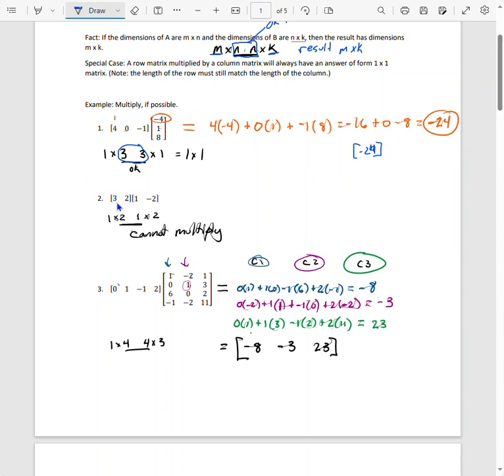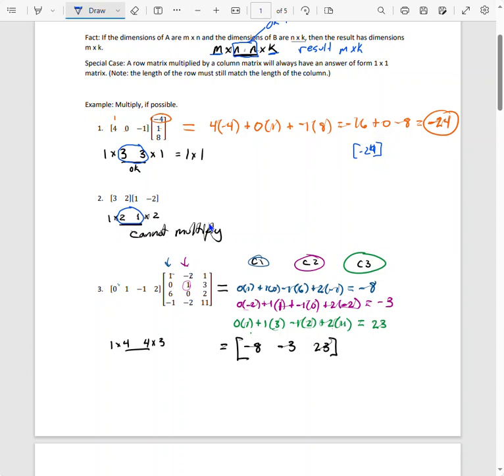Here in example 2, the first row is 3, 2, so that's one row, 2 columns. The second matrix is 1, negative 2, which is also one row, 2 columns. 1 by 2 and a 1 by 2. Since the 2 in the middle do not match, we cannot multiply. So we say this does not exist, cannot multiply. Whatever WebAssign tells you, make sure you use those words, probably the case, in uppercase, lowercase, just to be sure.